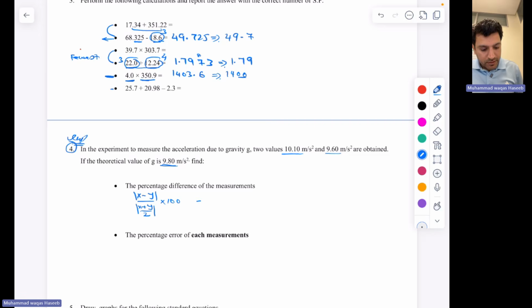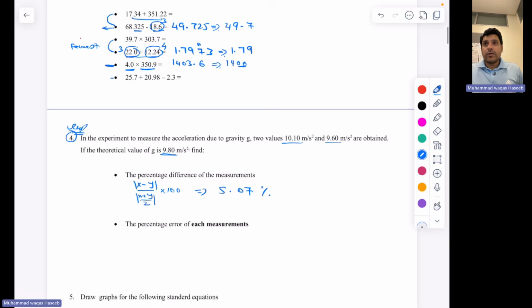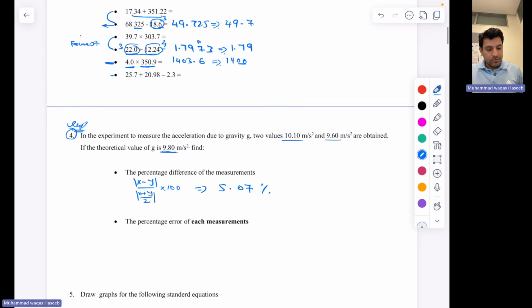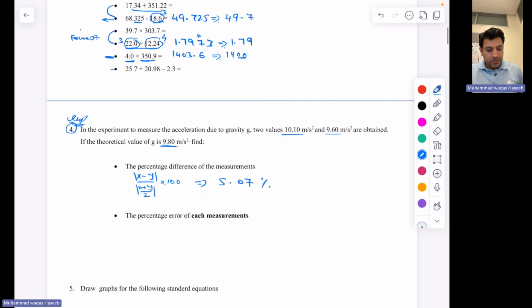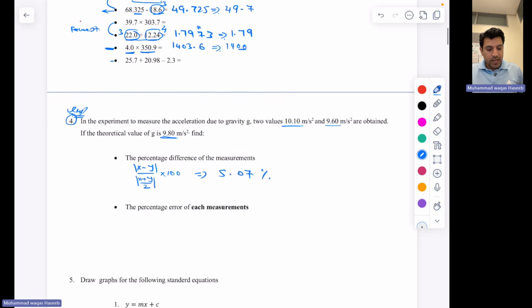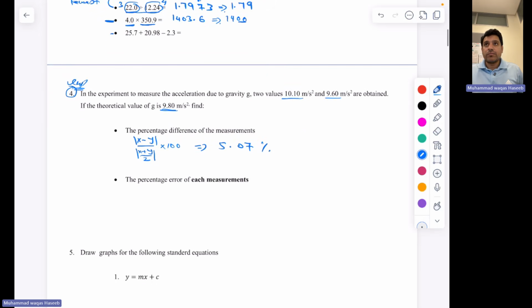So you will get 5.07% of error. Okay, so the percentage difference of the measurement is this, the percentage error of each measurement.